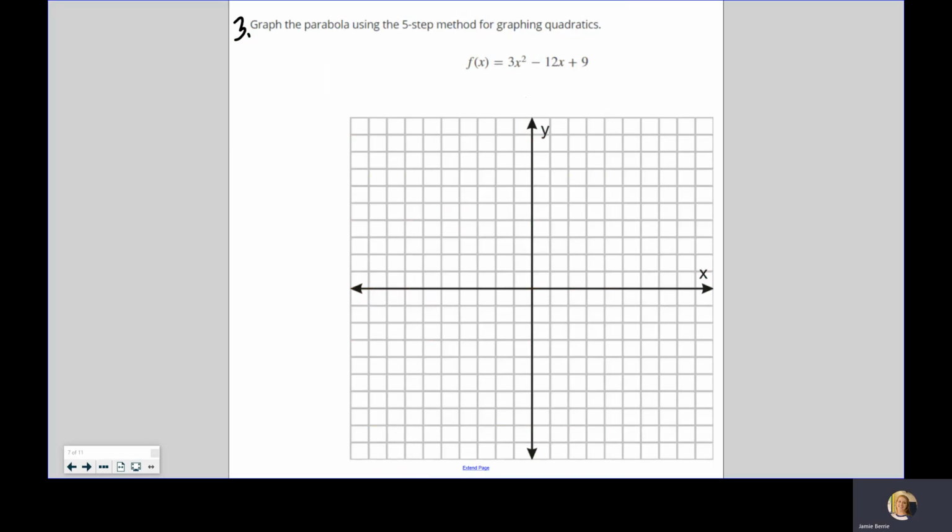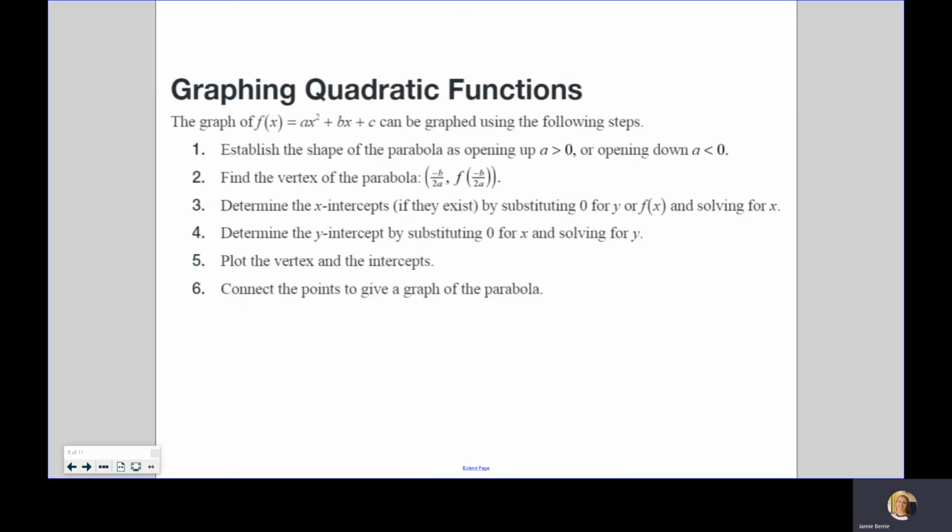So let's review the steps for graphing a quadratic. All right, so step 1, establish the shape of the parabola, whether it's opening up or down. Find the vertex, find the x and y intercepts, plot the vertex and the intercepts, and then connect the points.